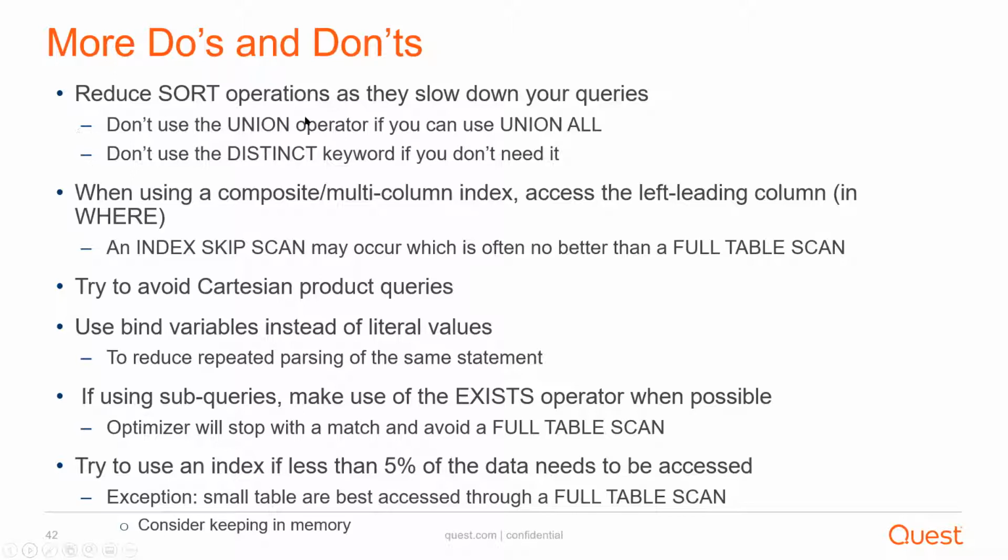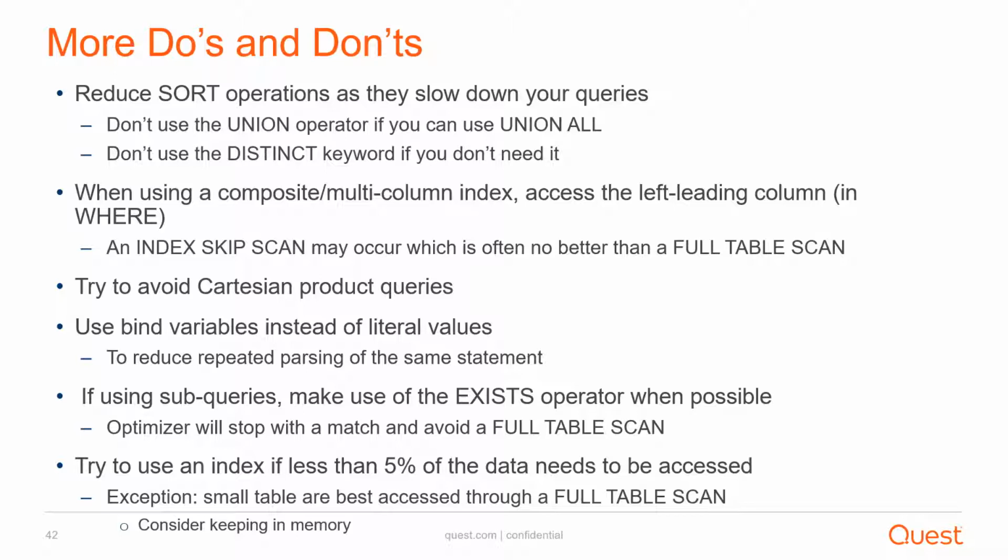Reduce sort operations. Try to use union all instead of union, and also don't use distinct. I see this quite commonly, that developers always want to use distinct when they don't necessarily need to, and that'll cause a sort. When using composite or multi-column indexes, access the left leading column in the where clause. Otherwise, Oracle tries to fix it with an index skip scan, and that's no better than a full table scan. So try to avoid that.